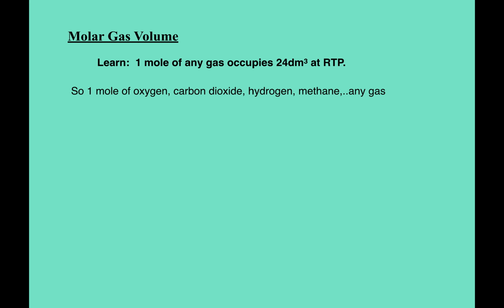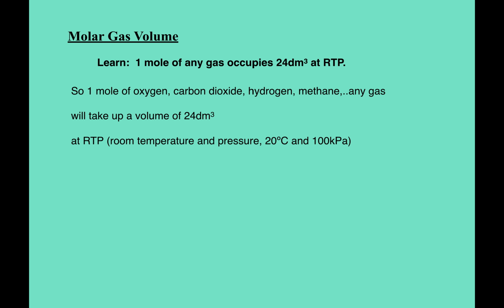So 1 mole of oxygen, carbon dioxide, hydrogen, methane, sulfur dioxide, ozone, nitrogen dioxide, whatever you want to talk about, is going to occupy this volume. It takes a volume of 24 decimeter cubed at RTP. Now, RTP, let's be a bit more specific. Room temperature and pressure is given to be 20 degrees C and 100 kilopascals.